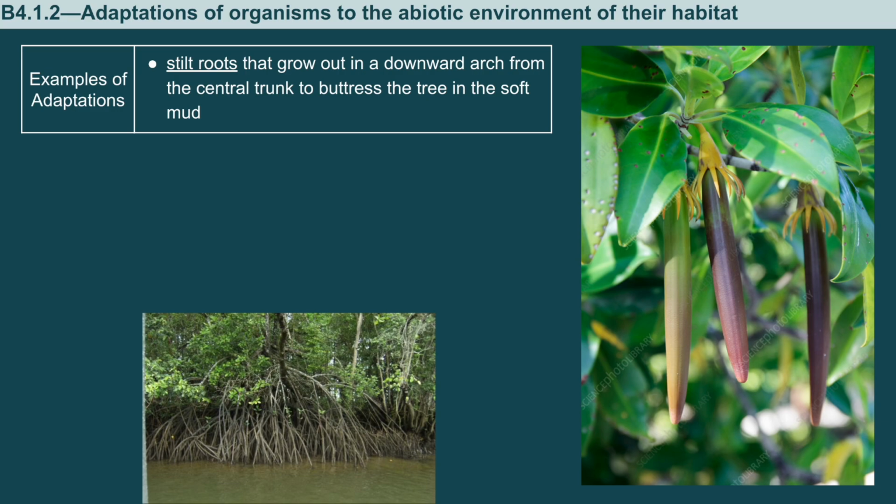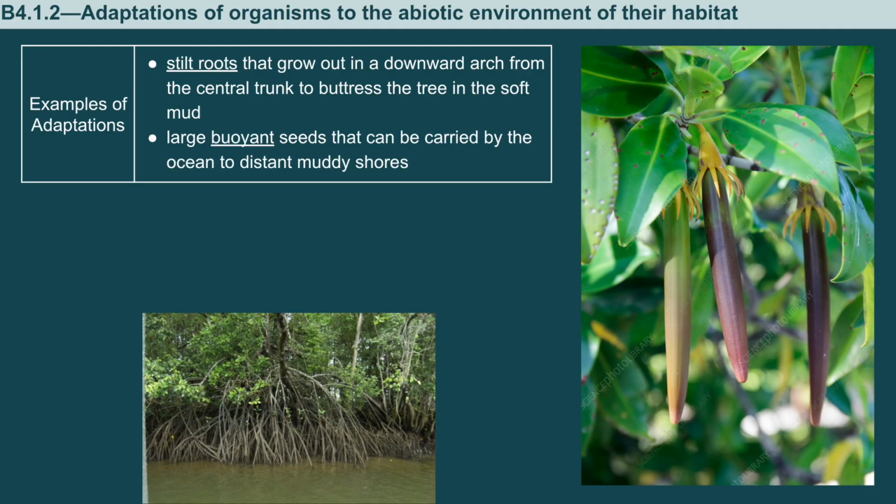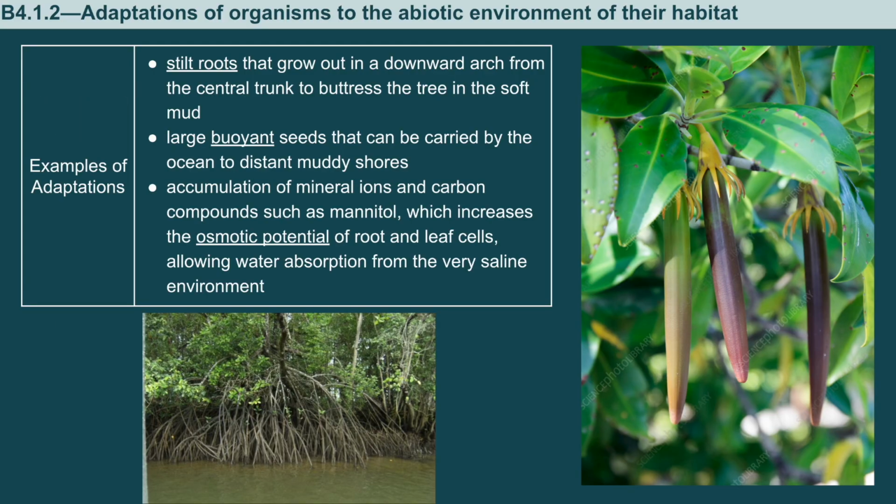Next, they have stilt roots. They grow out in a downward arch from the central trunk, and they're able to buttress the tree in the soft mud. Okay, because this is muddy from all of the daily seawater inundation, a normal tree might easily fall over in that soft mud, but this just makes a little stabilizing buttressing. Okay, the seeds are large and buoyant, and so they can be carried by the ocean to distant muddy shores. And similarly, like we saw in the grasses, we can have accumulation of mineral ions and carbon compounds such as mannitol, which increase the osmotic potential of root and leaf cells, similarly allowing water absorption from a very saline environment.